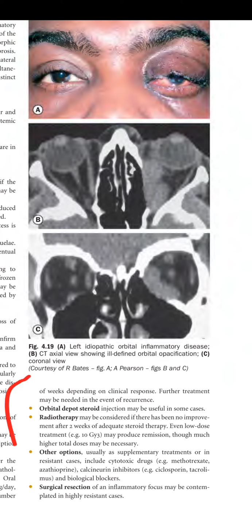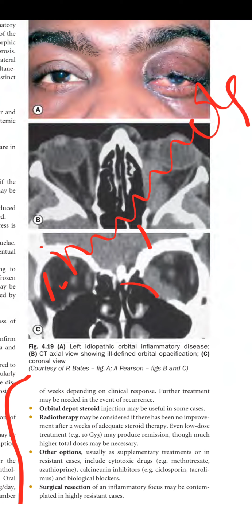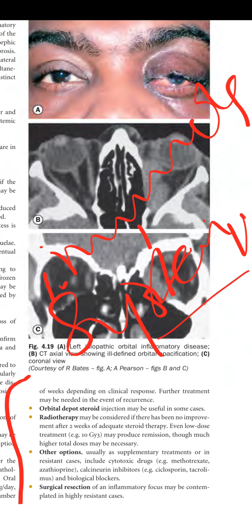So basically you know that it is an immunological disease, so you have to give immunosuppressants to treat the disease. The first mainstay of treatment is systemic steroid, but if the systemic steroid is not working even after 2 weeks, then you give the radiotherapy and it can cause remission. Other options are other immunomodulators such as methotrexate, cyclosporine, and biological blockers. And surgical resection of an inflammatory focus is sometimes necessary in highly resistant cases.